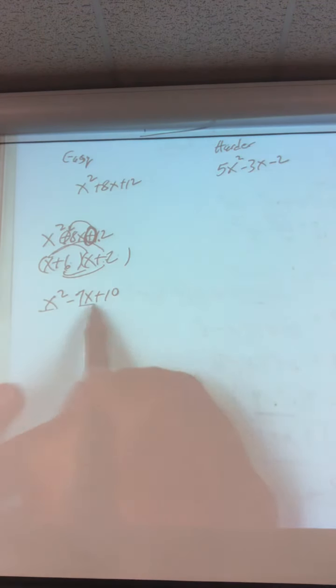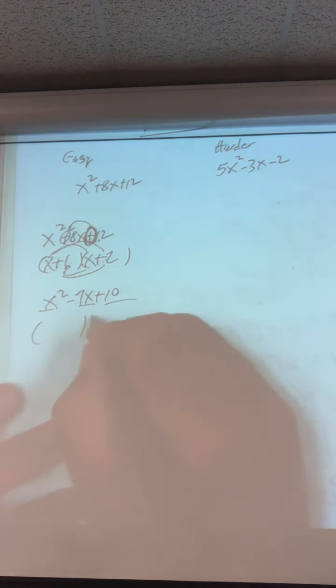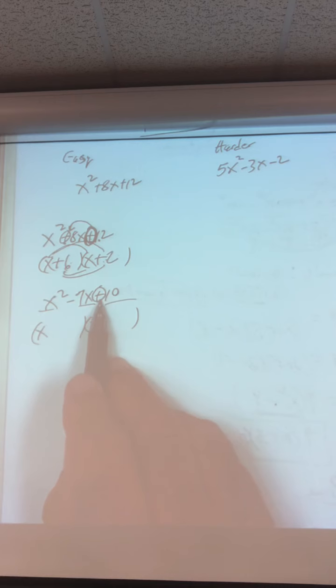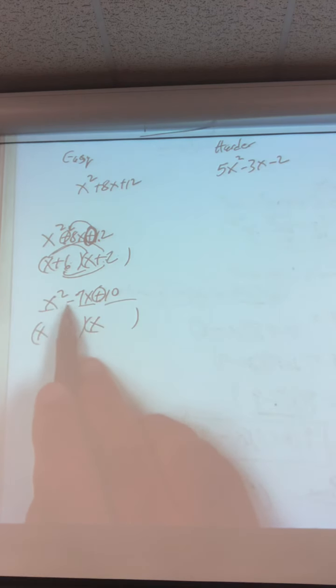Trinomial, there's no GCF. It's the easy case, x squared, x and x. This tells me signs are the same. If that's a plus, the signs are always the same. This tells you what they're going to be if they're the same. So signs are the same, both negative.